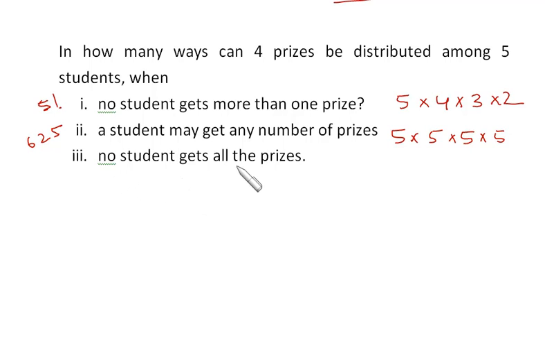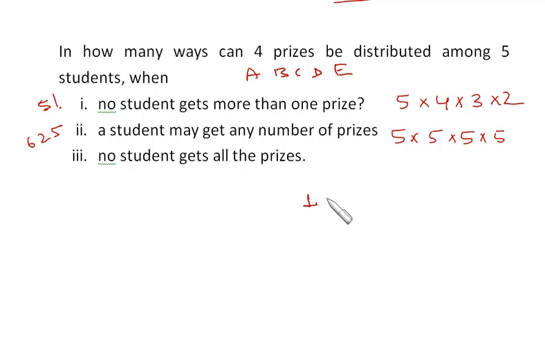Now, what would we do over here? In this case, just concentrate over here. It's 625. That means every prize can be given in 5 ways, right? Now, just listen to me carefully. Maybe there are 5 persons, say A, B, C, D, and E, right? Now, in these 625 cases, one case will be there when all the prizes are obtained by A, right?